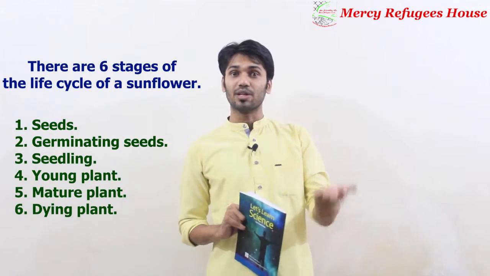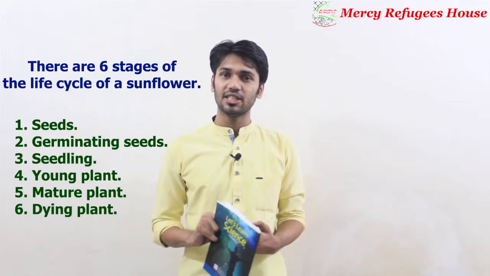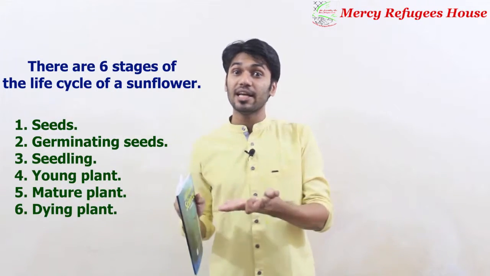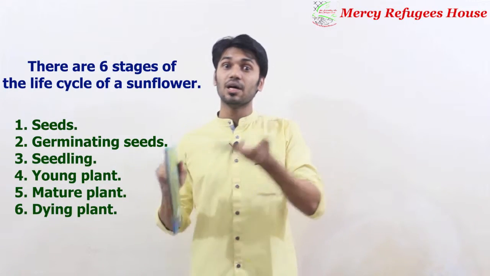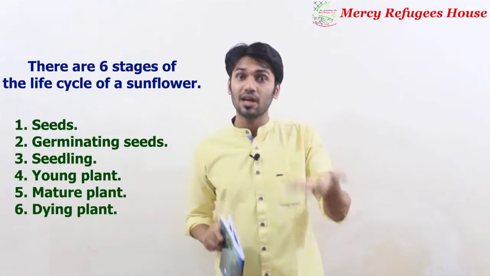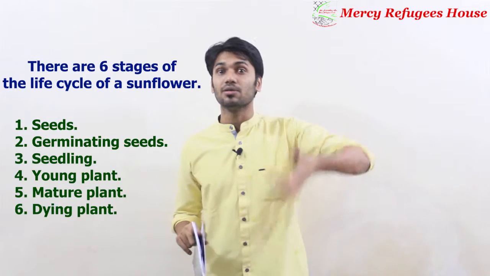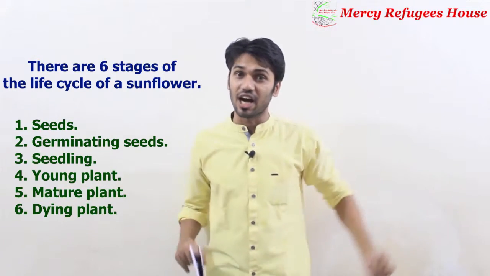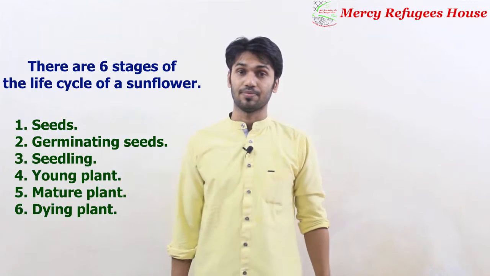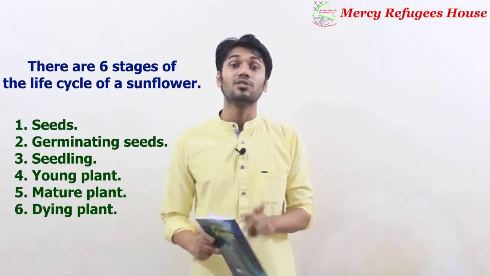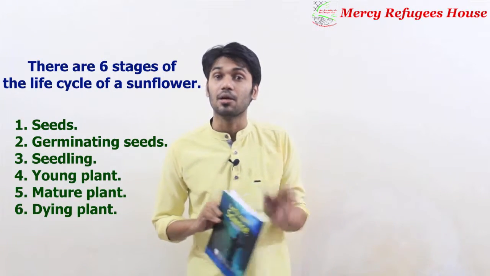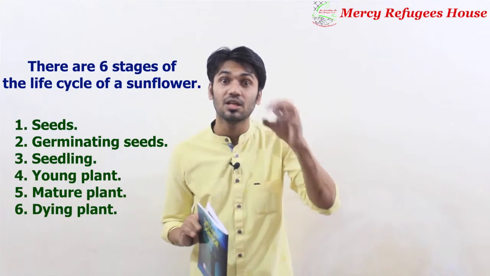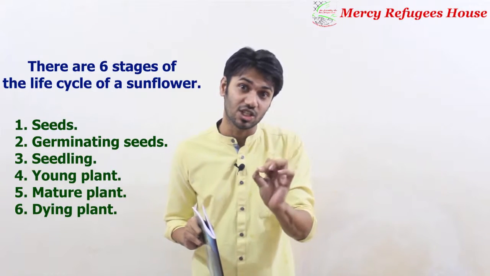Seeds. Seeds become germinating seeds. The germinating seeds become seedlings. The seedlings become young plants, and the young plant becomes the mature plant, and the mature plant becomes the dying plant. These are the 6 stages. Remember and try to make sure that the students remember this section.